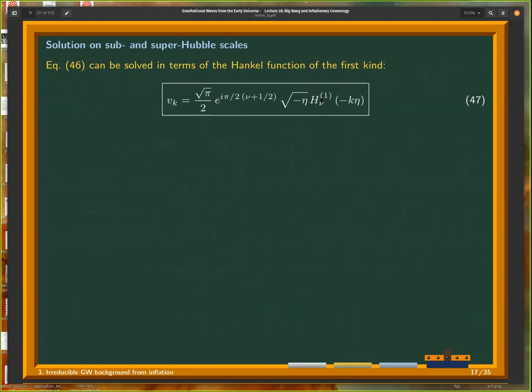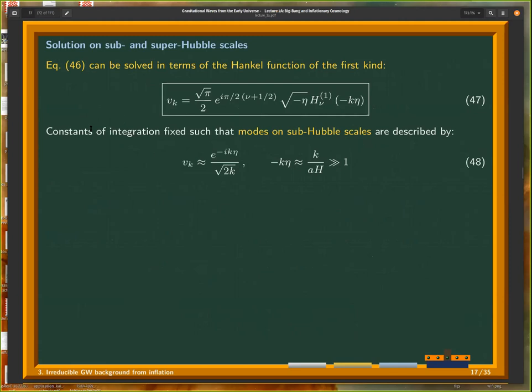OK, so now we have solved the equation of motion during inflation. And we can discuss the properties of this solution. So we fixed some constants of integration already, just by requiring that at very early times, deep inside the Hubble radius, we obtain this solution here, just something that looks like a plane wave. This is the so-called Bunch-Davies vacuum.